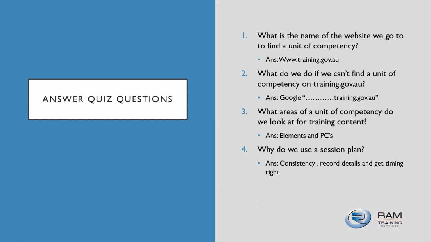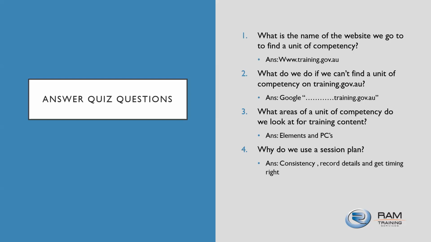All right, so what's the name of the website we go to find a unit of competency? Training.gov.au, www.training.gov.au. Number two, what do we do if we can't find a unit of competency on training.gov.au? Well, Google it. So put in the keyword and then training.gov.au. Number three, what areas of a unit of competency do we look at for training content? Well, typically it's the elements and performance criteria, and you may want to have some practice items with the performance evidence as well. All right.